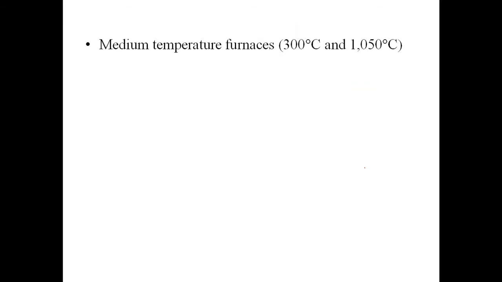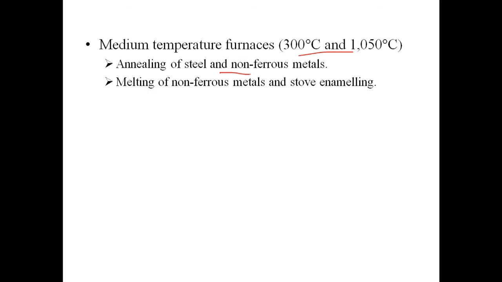The next classification is medium temperature. The furnaces which operate between 300 to 1050 degrees Celsius are considered medium temperature furnaces, and they are used in annealing of steel and non-ferrous metals, and also melting of non-ferrous metals, and also for enameling of stove wires. I have already explained these concepts, annealing and enameling, in my previous videos. In the description I will provide the links of those videos. Kindly go through the previous videos to understand annealing, enameling, and some important terminologies.